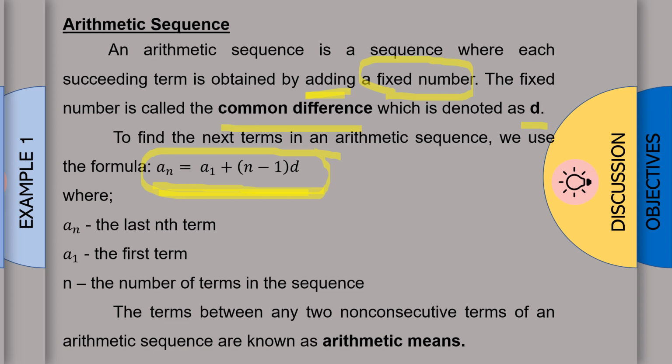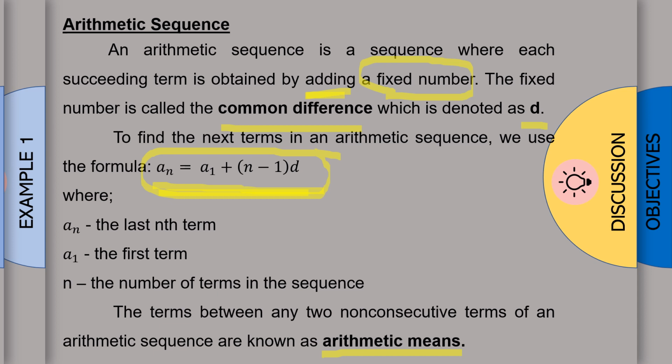And the terms between any two non-consecutive terms of an arithmetic sequence are known as the arithmetic means. Okay, so let's have here another term, the arithmetic means. So, under arithmetic sequence, meron na tinatawag na arithmetic means. So, these are the terms between any non-consecutive terms. Ito yung mga terms na nasa pagitan ng given terms.